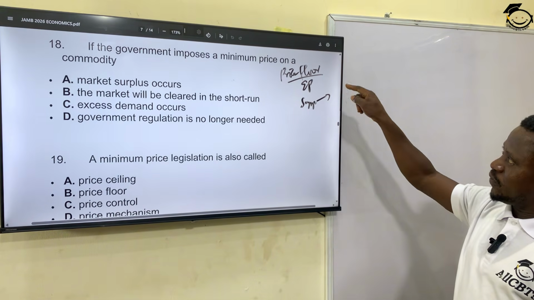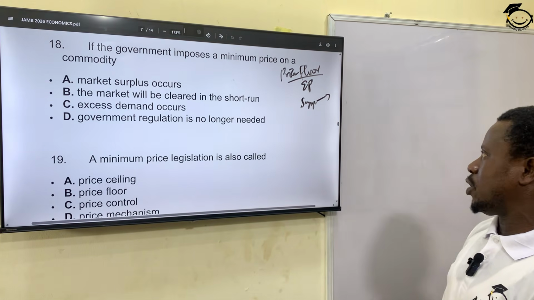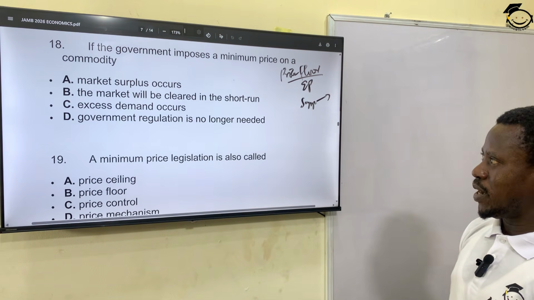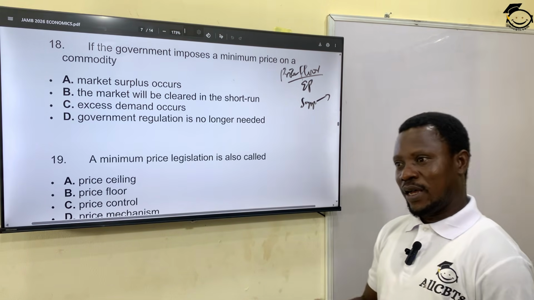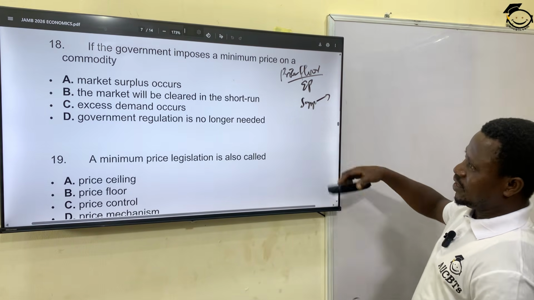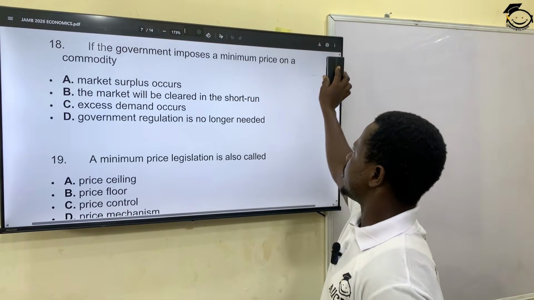Because market price floor is, most of the time when government places it, a little above equilibrium price. So the supplier is encouraged to supply more to the market. So there will be market surplus, at least in the short run. Okay? Eventually, demand will increase, but at least for the short run, there will be market surplus.